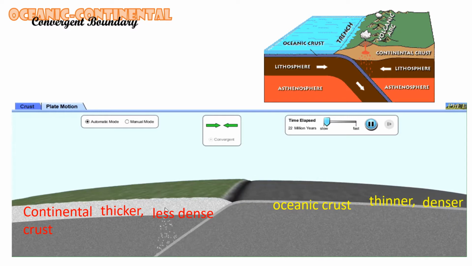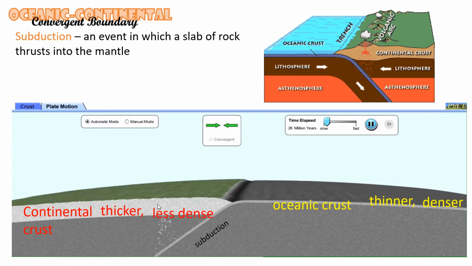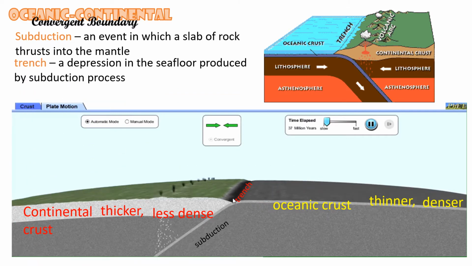Since the oceanic crust is dense, it will undergo a process called subduction. Subduction is an event in which a slab of rock thrusts into the mantle. You'll also notice that a trench is formed in the subduction zone. A trench is a depression in the seafloor produced by the subduction process. As the slab of rock subducts towards the mantle, it melts. Why? This is because of the high temperature in the mantle.